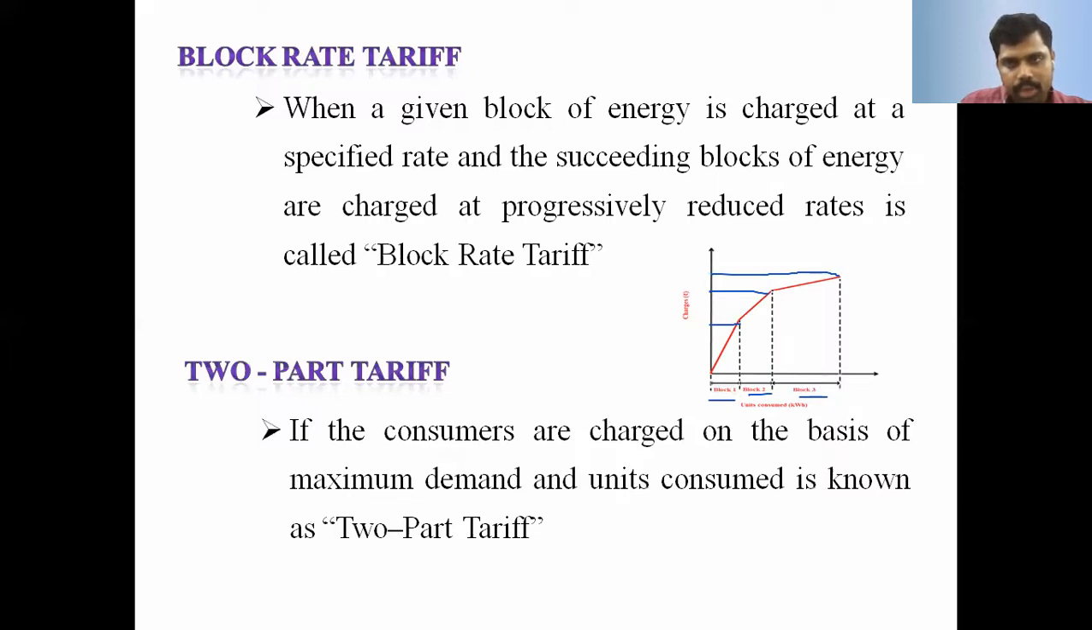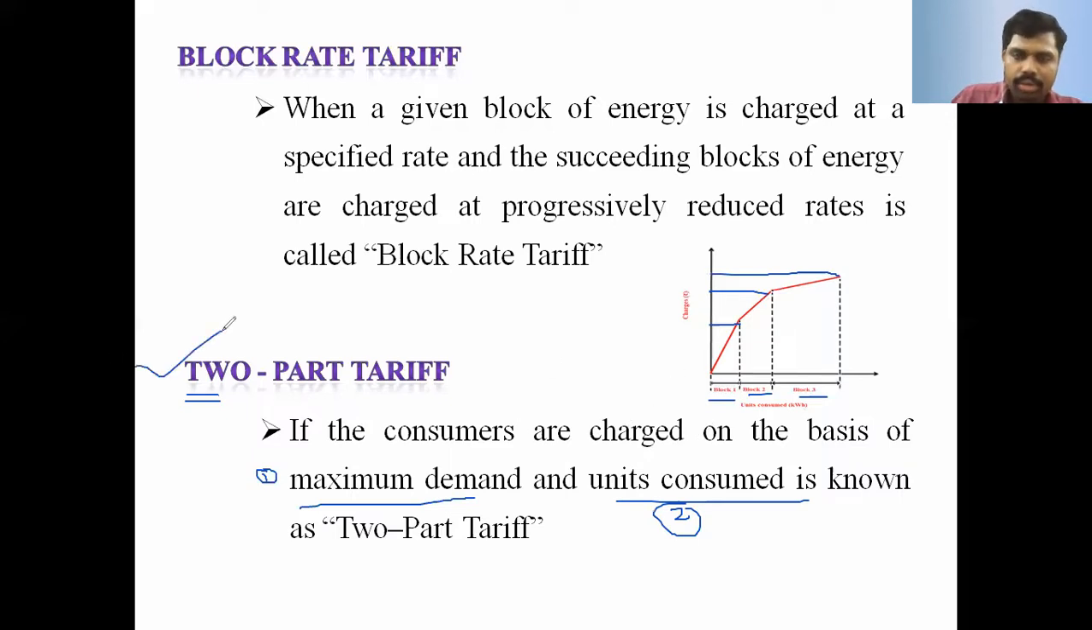In the name itself, they consider two parameters, that is two-part tariff. What are the parameters they consider? The first one is the maximum demand. The second one is the number of units utilized. In the particular consumer, how much they have taken for the maximum demand, that is nothing but how much demand they have taken from the EB service.